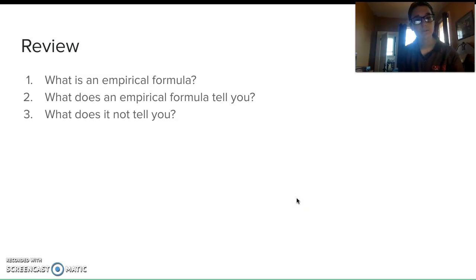So for review of this section, what is an empirical formula? What does it describe? How do we find it? Number 2, what does it tell you? It tells you one really nice thing, but for number 3, it doesn't tell you another really important thing, okay?